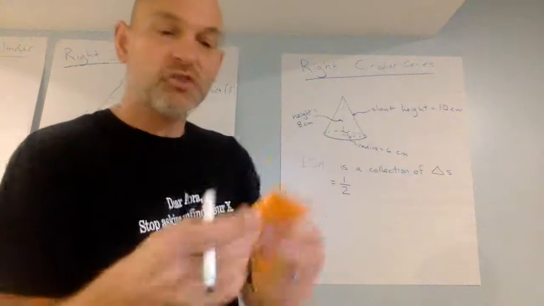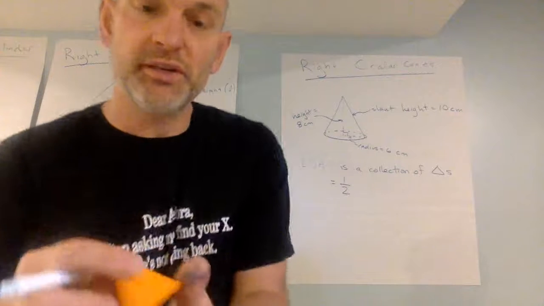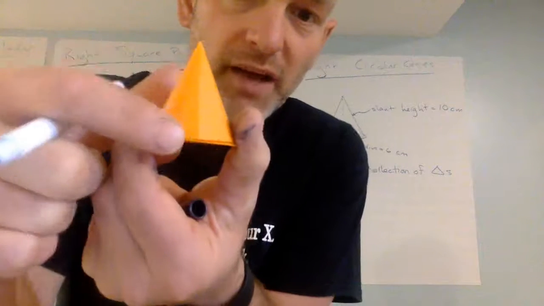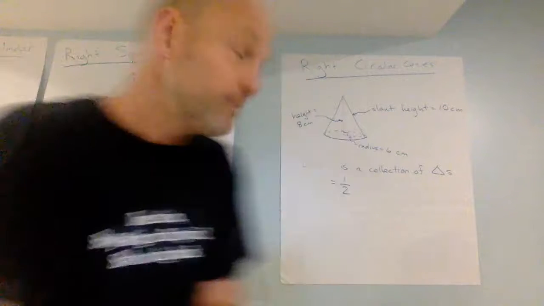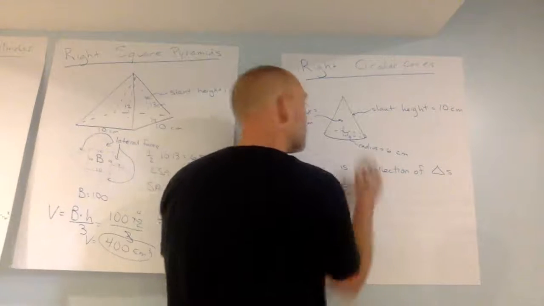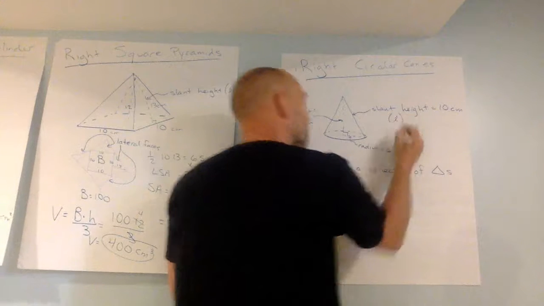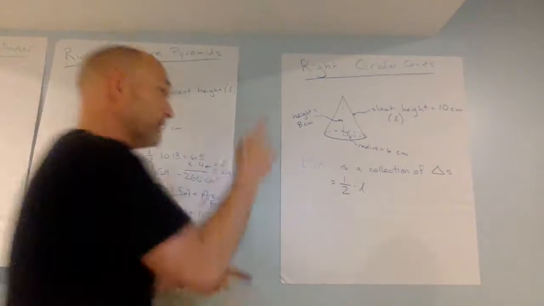If I look at these triangles, remember, it's not the height of the cone. The height of the triangle is going along this edge. That's the slant height. So the height there is the slant height, and remember, L is used as the variable for slant height. I showed it to you on the last video. In this case, that's going to be 10.